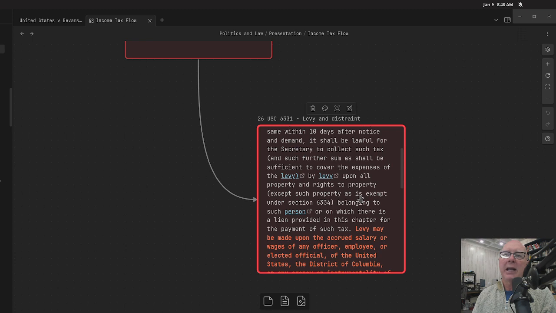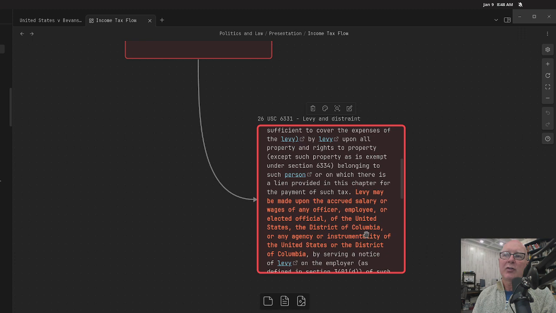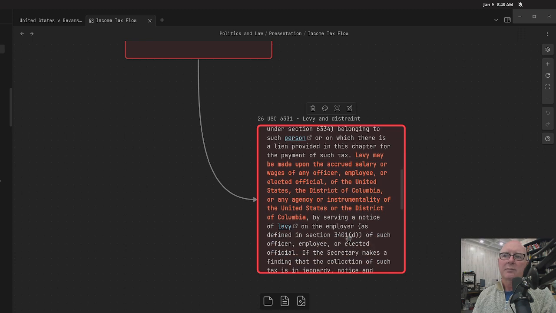Levy may be made upon the accrued salary or wages of any officer, employee, or elected official of the United States, the District of Columbia, or any agency or instrumentality of the United States and the District of Columbia. So they do not have the ability to levy a state citizen's property. We do this because the courts are all in on this scam, and we never fought it because we didn't know better. So learn the code, learn what the law is.